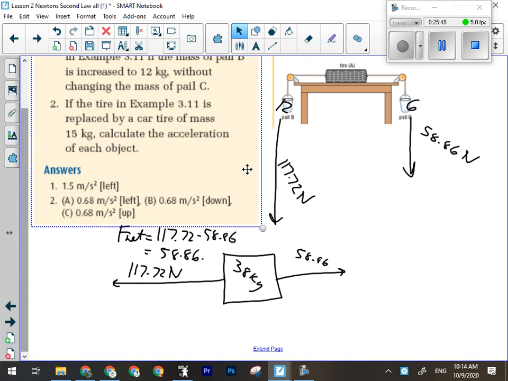And number two, same idea, calculate the acceleration of each object. So we would do the same calculations, just changing some of the masses. For pail B, the acceleration would be down. For pail C, it would be up, and for the tire, it would still be to the left. Just different numbers, same calculations.